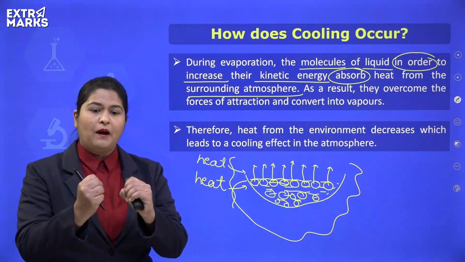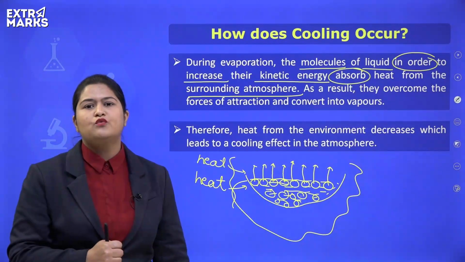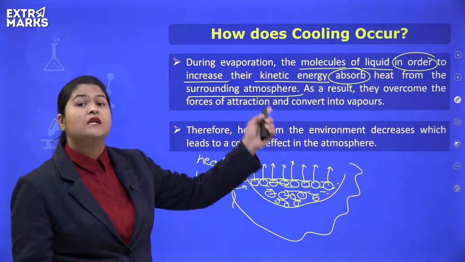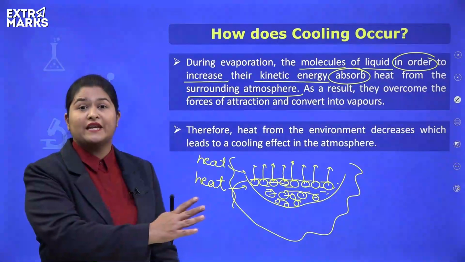So when the particles want to break free from each other, they need to overcome the attractive forces, and to overcome the attractive forces, kinetic energy needs to be increased, and to increase the kinetic energy, heat energy is required. So this is the cascade.